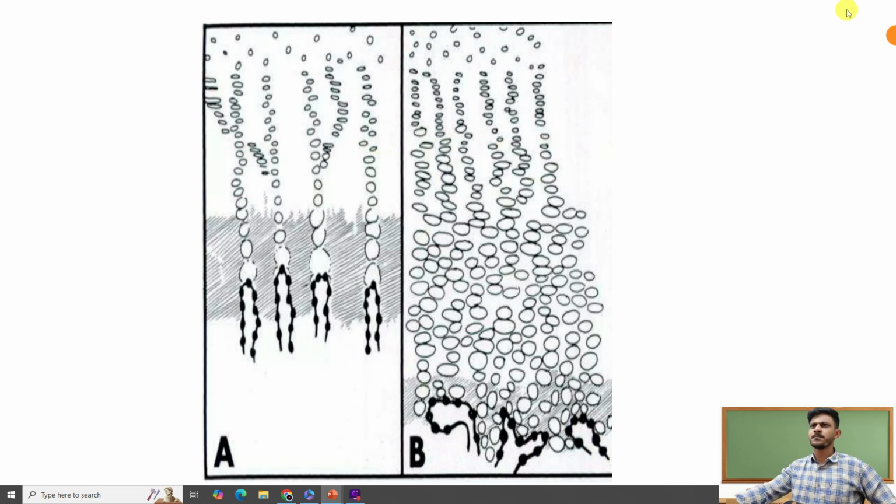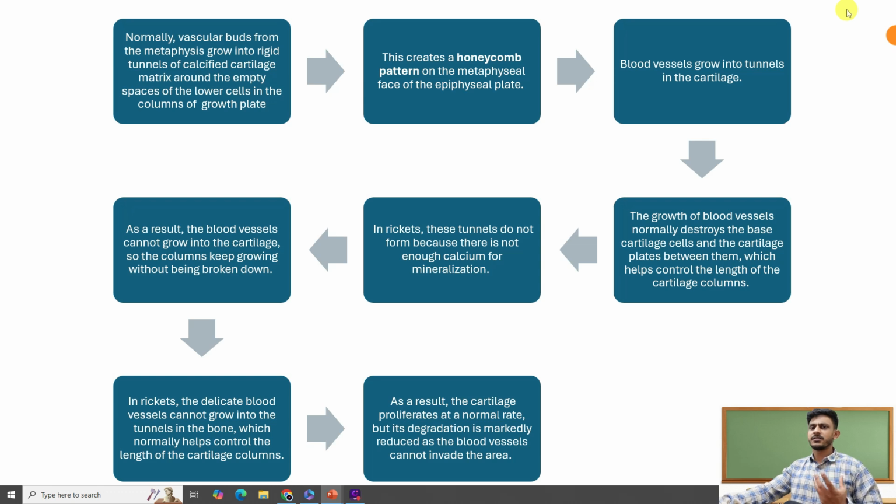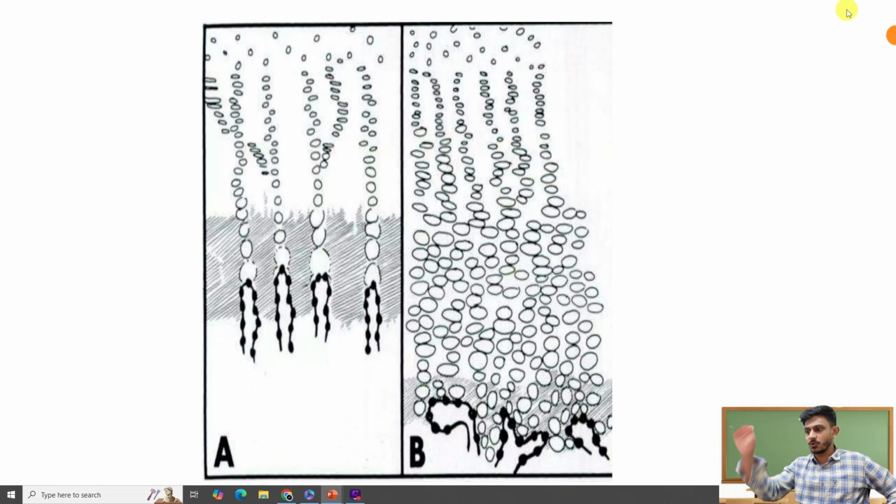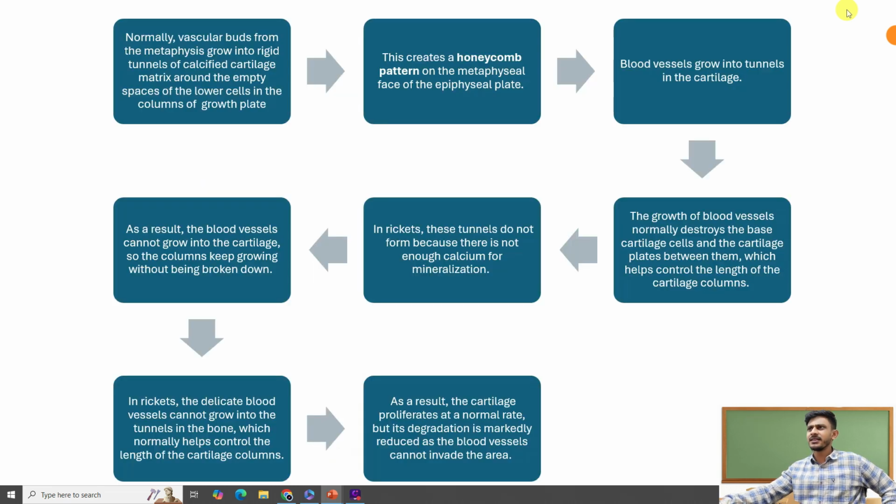So what happens is the vascular buds from the metaphysis grow into the growth plate of the physis and form rigid tunnels of calcified cartilage around the empty spaces around the cells. So these are the tunnels and these are where the blood vessels grow into it. And it creates a honeycomb pattern on the metaphyseal side of the epiphyseal plate. And these blood vessels grow into these honeycombs. So the growth of these blood vessels normally destroys the base cartilage cells and the cartilage plates between them and helps control the length of the cartilage columns.